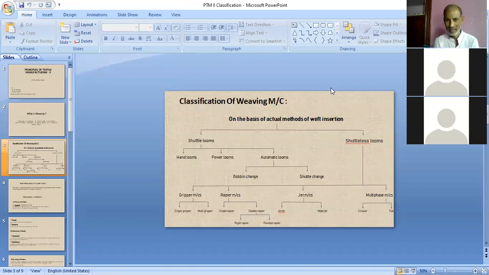As the name suggests, hand looms are operated by the hand and feet of the weaver. The loom that we operate using the weaver's hands and feet is put in the category of hand looms.